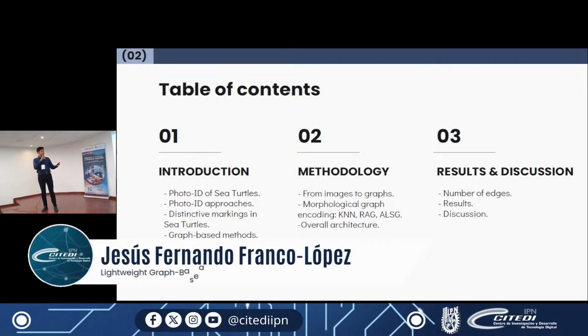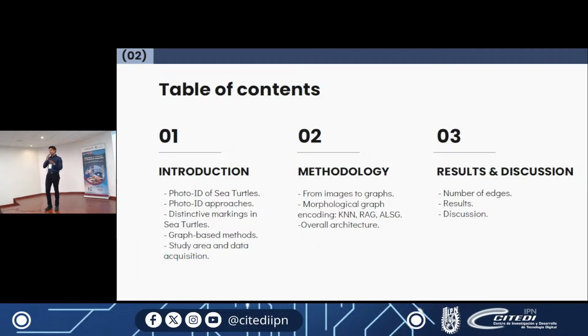So the table of contents is the next. In the first part, I will cover the photo identification of sea turtles, the photo identification approaches, the distinctive markings in sea turtles, the graph-based methods, the study area, and the acquisition.